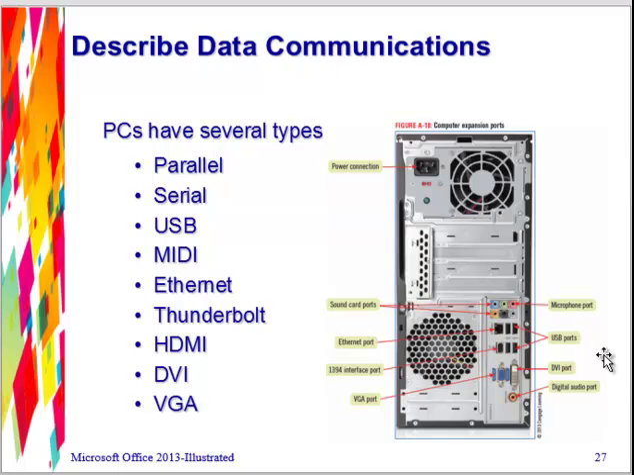The Ethernet port is where you plug your network connector in, and the VGA port is just a standard monitor port. Your modern monitors would use the DVI port. You've got your sound card ports here, and you've got your power supply plugs in right here.